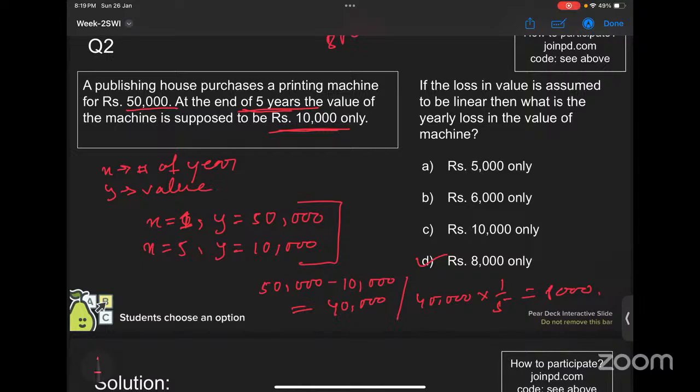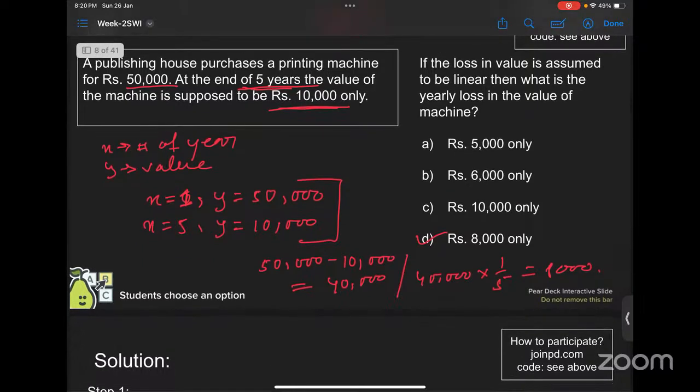Actually, X equals 0 represents the initial point, that means the starting. So 1 means 1 year, 2 means 2 years, and 5 means after 5 years. Yeah, you are correct.